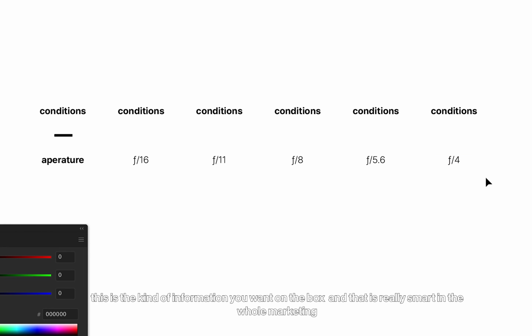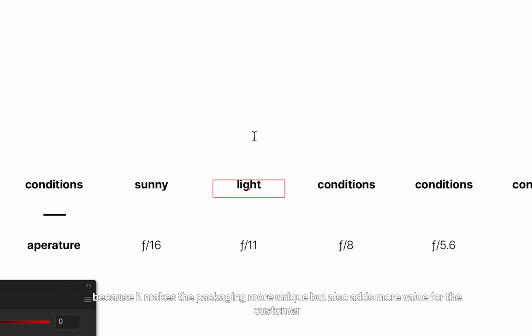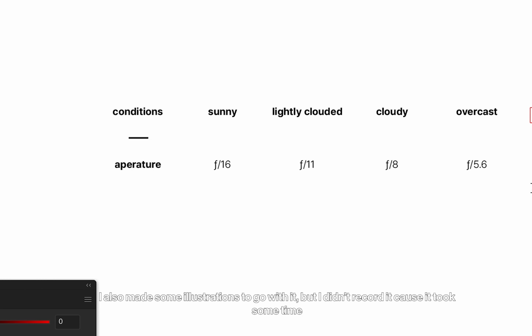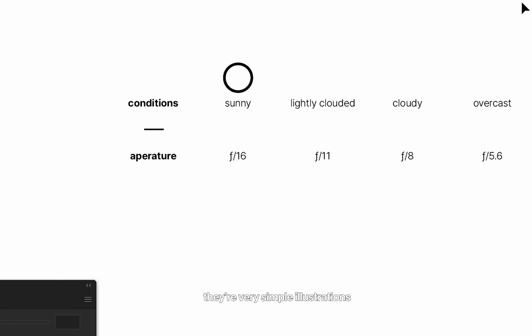This is the kind of information that you want on the box, and that is really smart in the whole marketing, because it makes the packaging unique, but it's also adding more value for the customer. And I also made some illustrations to go with this, but I didn't record it because it took some time. So they're very simple illustrations.